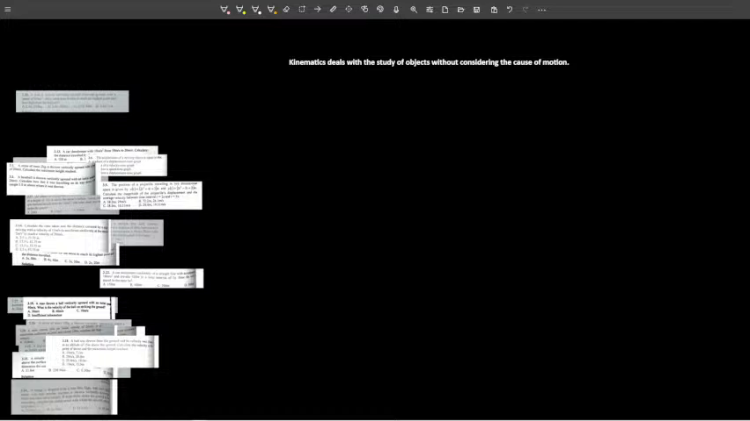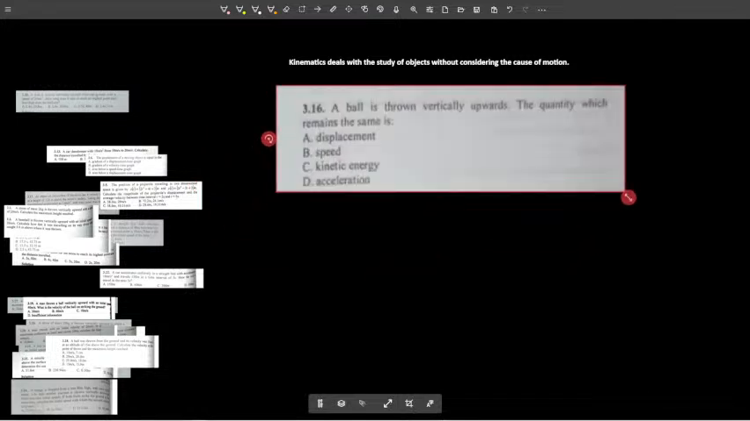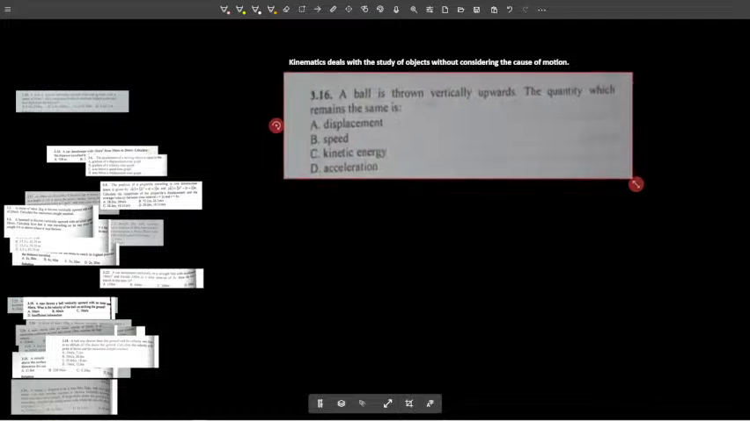Okay, I think I'm seeing one here. Let us see this question. A ball is thrown vertically upward. The quantity which remains the same is dash. What remains the same when a ball is thrown vertically upward?